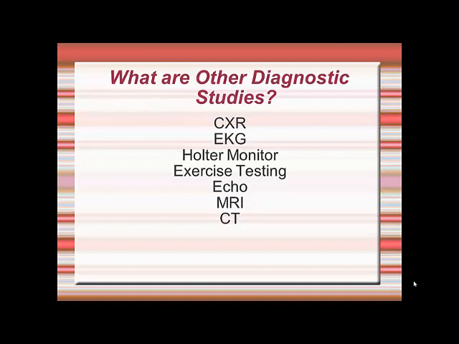There is a table in your book, I think it's on page 809, table 24-6, and that table just lists some of these studies that are done. It also lists lab tests that might be done for these children also.